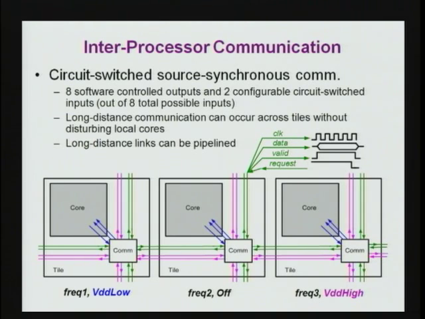Each processor core can write to 8 of the possible outputs through software configuration and can read from any 2 out of the 8 using configurable circuit switch hardware. Long distance communication can occur across tiles without interfering with the execution of our local core. Also, because all our communication units are statically configured before runtime, there is no issue with links interfering with other links during communication. One thing to note is that we can also communicate across different frequency and voltage domains due to the fact that the communication units do not care about the local frequency and voltage of the processing core itself.